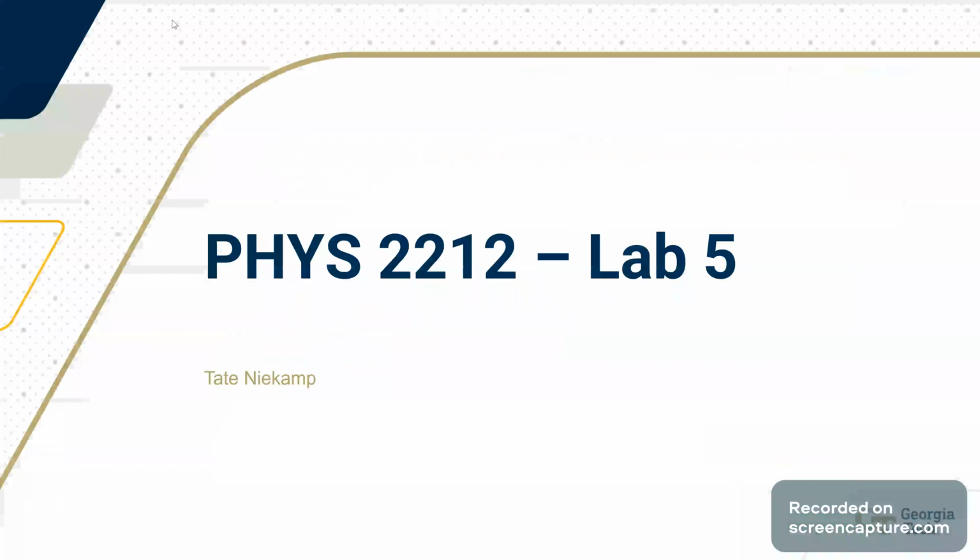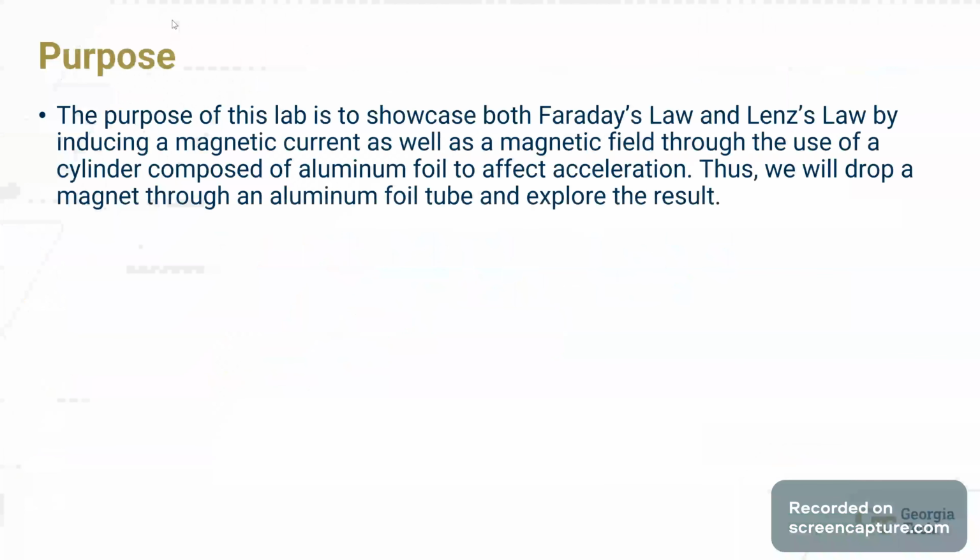Jumping into the introduction, the purpose of this lab is to showcase both Faraday's law and Lenz's law by inducing a magnetic current as well as a magnetic field through the use of a cylinder composed of aluminum foil to effect acceleration. Basically, we will drop a magnet through an aluminum foil tube and explore the result. The result being how fast it takes the magnet to fall through the tube.